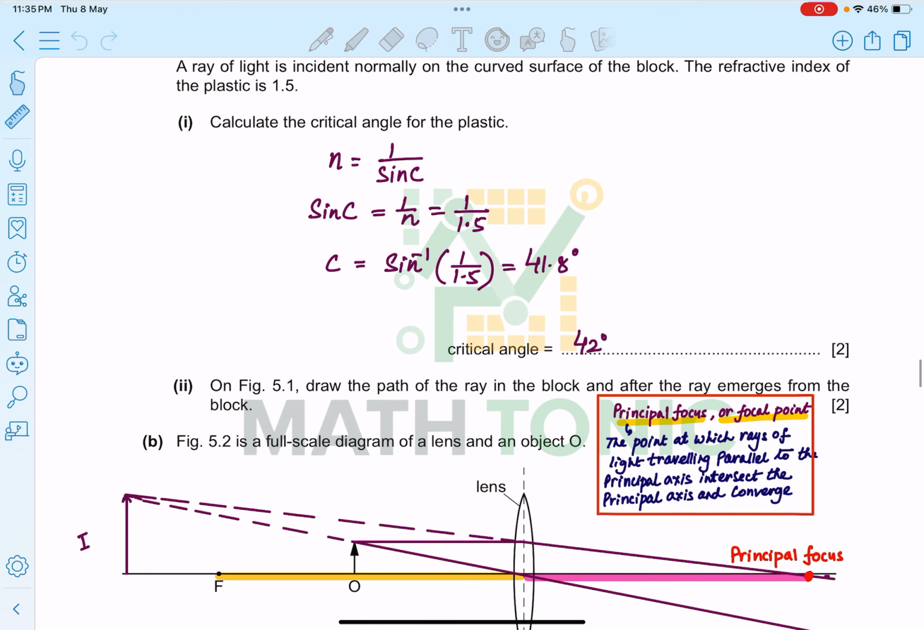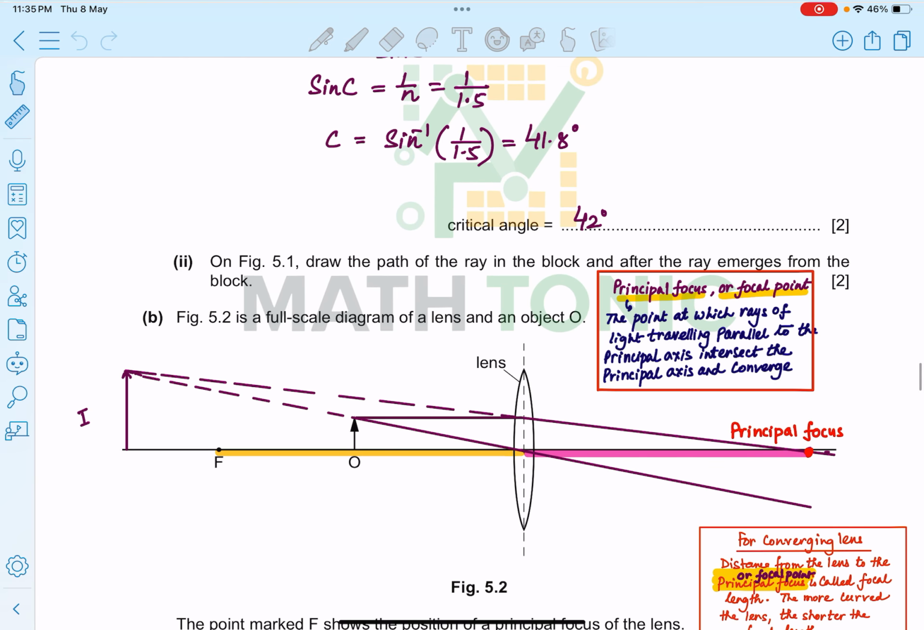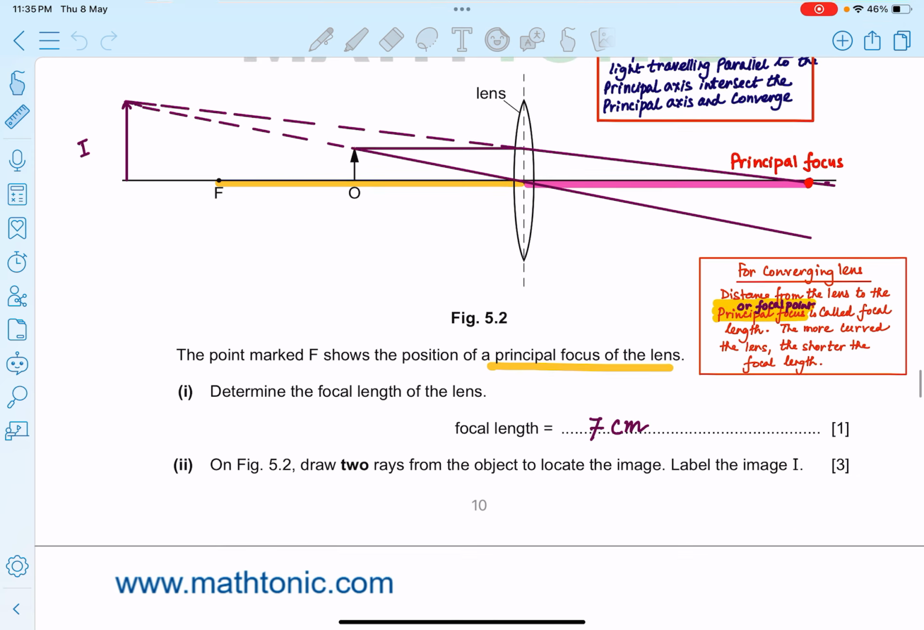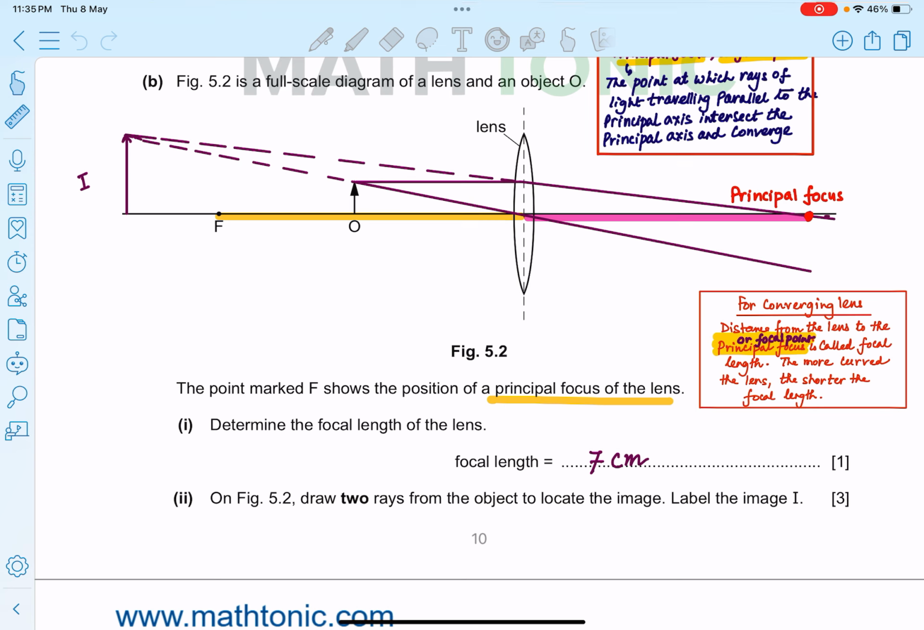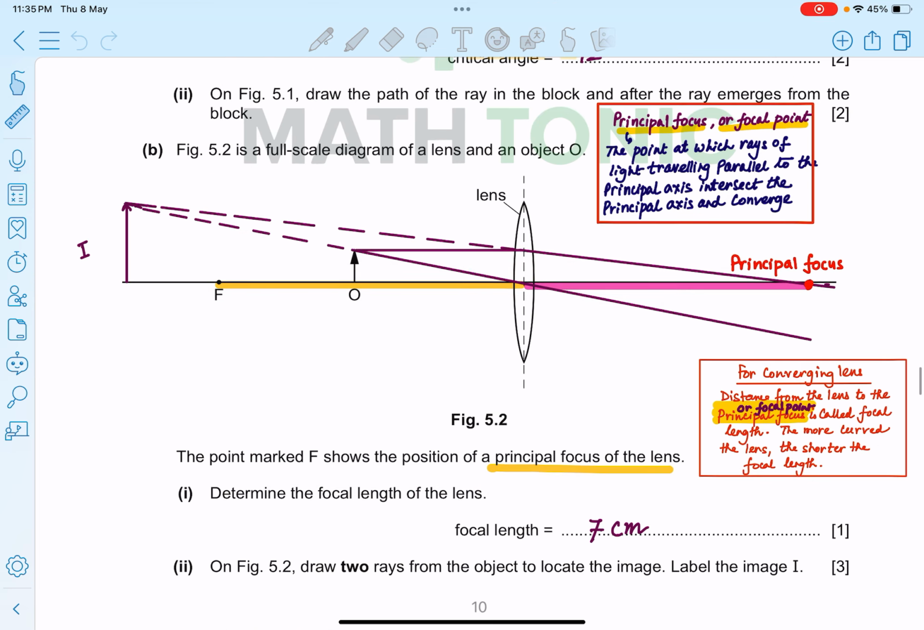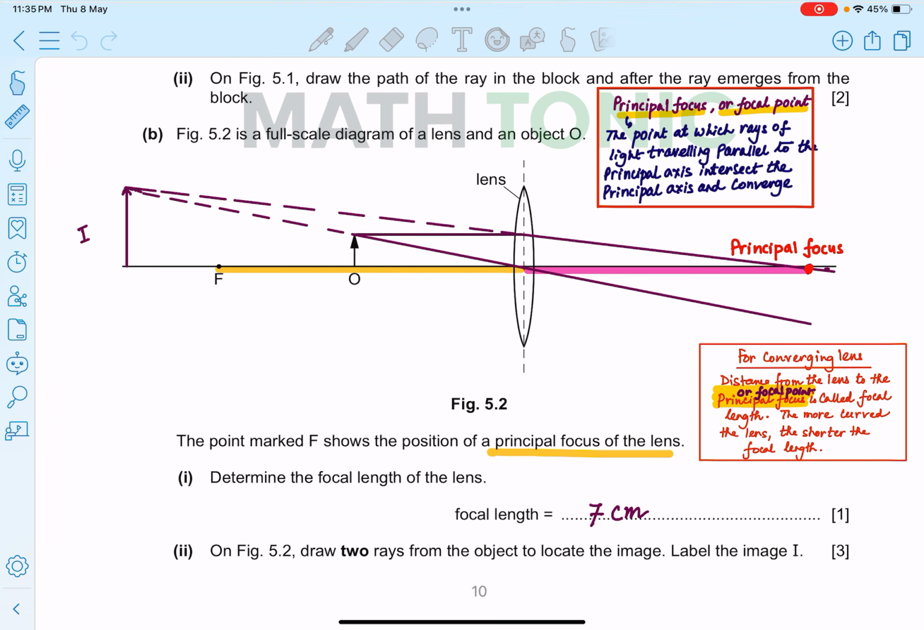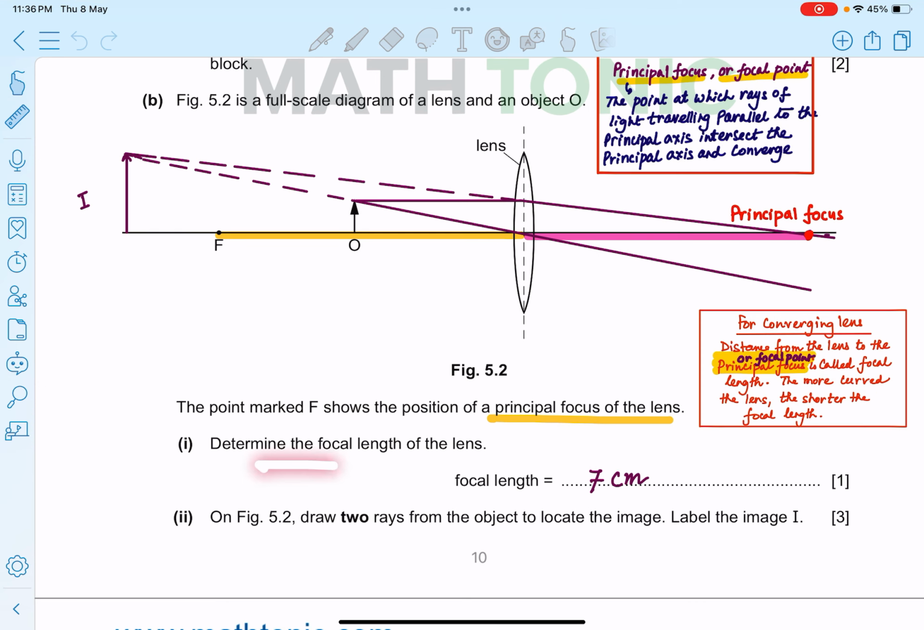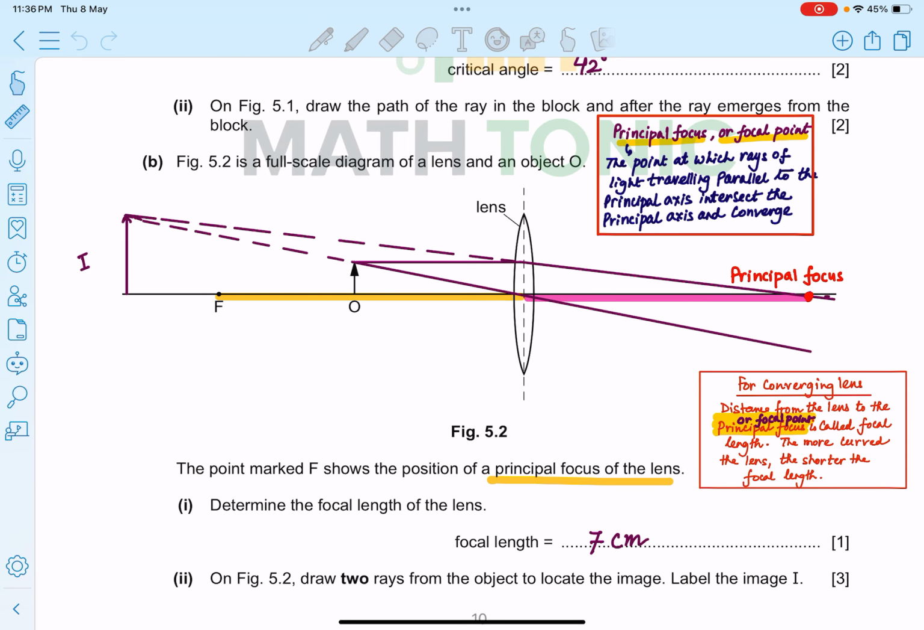Okay, next, a full-scale diagram of a lens and an object is given. The question says the point marked F shows the position of the principal focus of this lens. You can see this is called the principal focus. Listen, there is another name for it as well, the focal point. Determine the focal length of the lens. Now tell me, what do you mean by focal length?